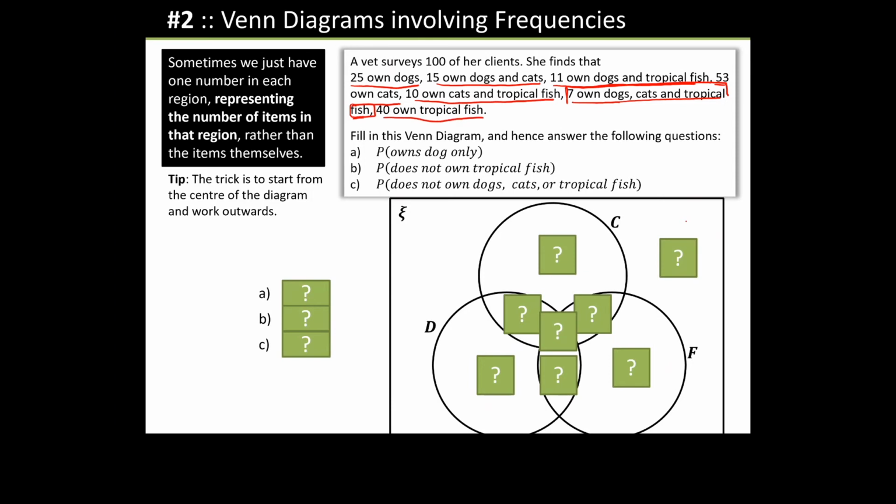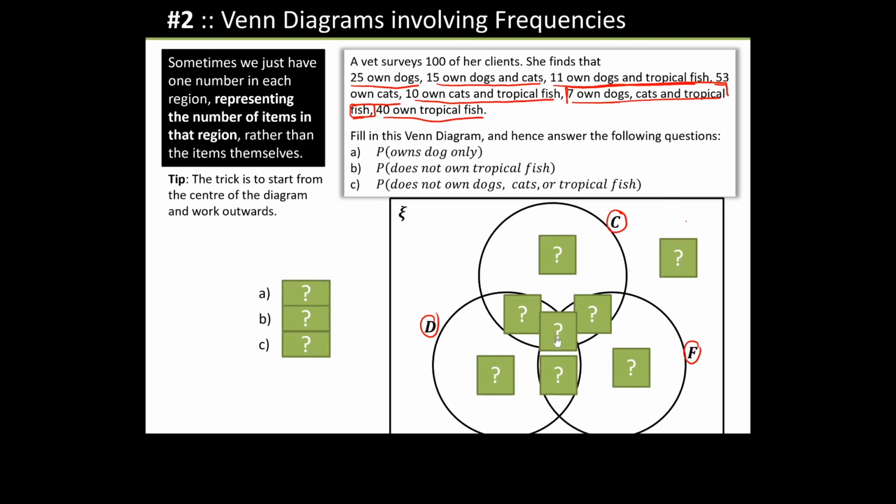We'll use the letters D for dog, C for cat, and F for fish to represent each of those sets. And we're going to then find out how many dogs, how many cats, how many fish, etc. They will be the numbers that we write inside. So as we said, we're going to start off with the number in the middle.